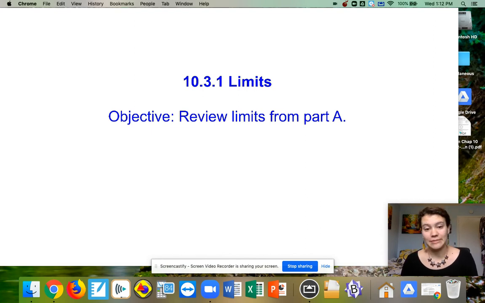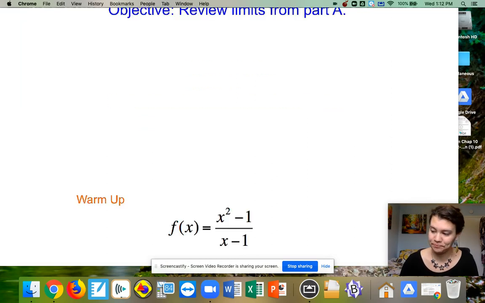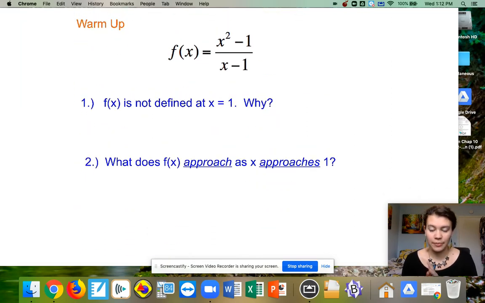All right, so we're starting limits today. This is all stuff you've seen before, so it shouldn't be anything new. But just to review, since it's been a while. So think about this, look at this equation or function and decide why is it not defined at x equals 1? And once you've done that, what does f of x, or the function, approach as you get close to 1?